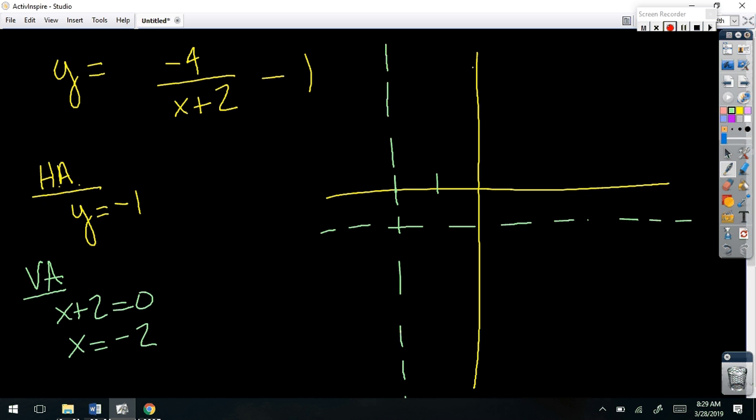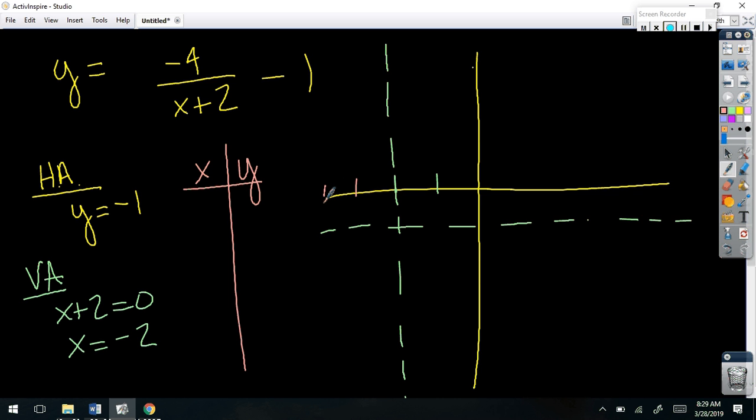Now the last step is to make a T-chart and plot points. And then I want at least 2 points on either side of the asymptote. Okay, now, these equations get nasty. Okay, and plugging in gets a little crazy. We're going to talk about it.